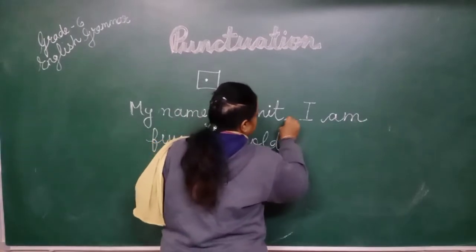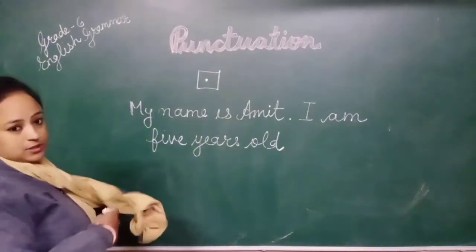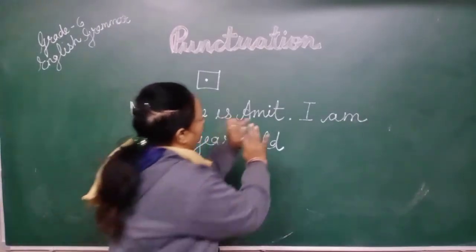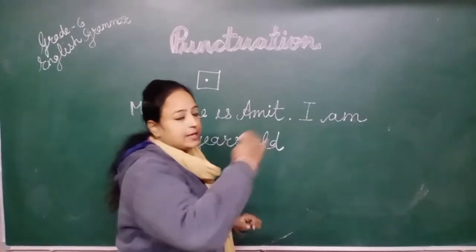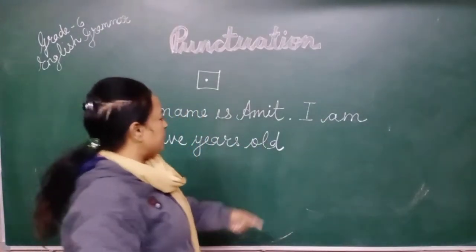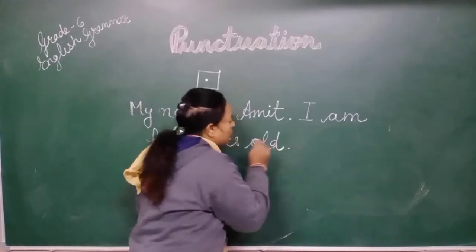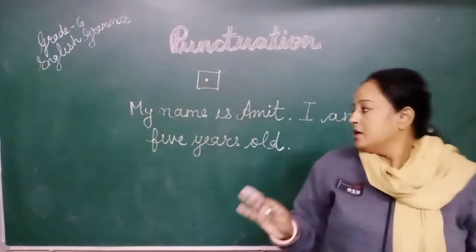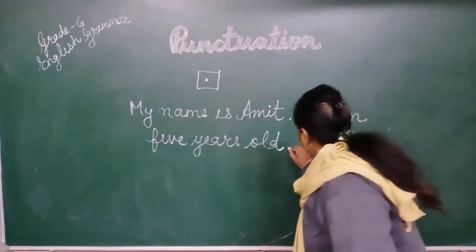My name is Amit, and we will take a pause. I will take a pause here. थोड़ी देर के लिए हम रुकेंगे, so that I can start a new sentence and you can understand it very well. I am 5 years old. Here also the sentence ends. So in the last sentence I put a full stop here.